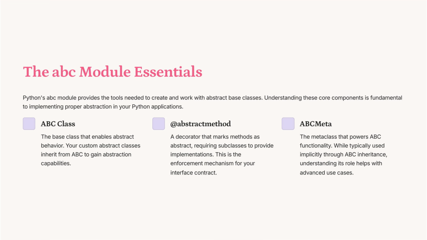The ABC module in Python is essential for creating abstract base classes. The ABC class allows your custom classes to inherit abstraction capabilities. The abstractmethod decorator enforces that subclasses implement specific methods. ABCMeta, the metaclass, underpins ABC functionality, crucial for advanced abstraction use cases. Mastering these components is key to effective abstraction in Python.